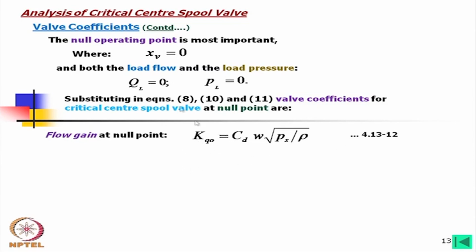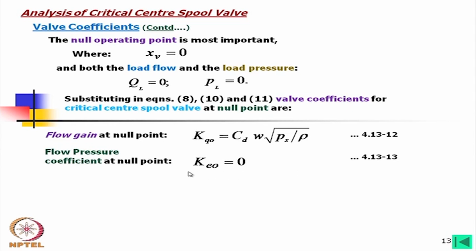if we consider Kq0, in that equation you will find the other terms become 0. So, this is simply Cd W into root of Ps by rho, and you will find that Kc0, the flow pressure coefficient at null position, is 0. The other coefficient, pressure sensitivity, is the ratio of these two, then this divided by this becomes infinity.